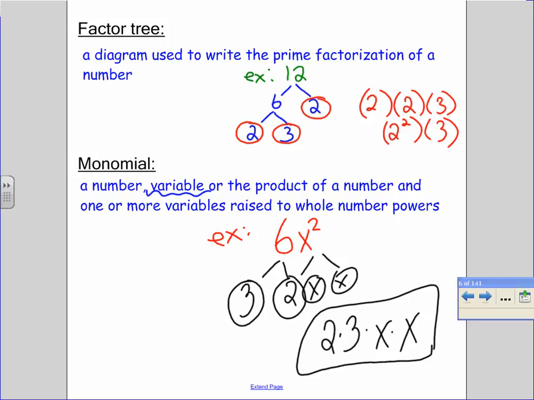Yes. Variables, keep them separate. Yeah. Now, if this was a 12 and we had the 2 squared, keep it as 2 squared. But the variables, they like when we keep them separate. Again, I'm not going to mark something wrong if you write them in exponential form, but this is completely factored using prime factorization. Kind of bizarre.